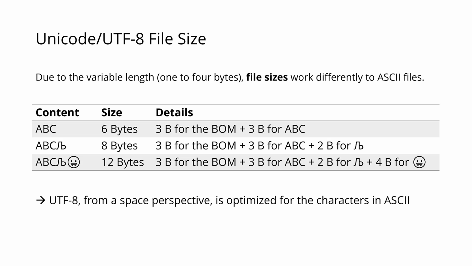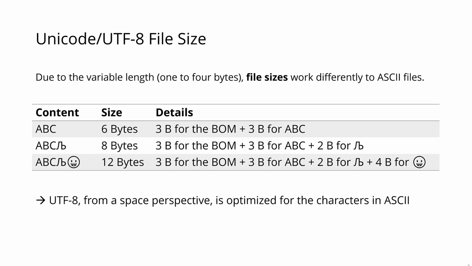Now, all of this has implications for file size. So in UTF-8, due to the variable length, 1 to 4 bytes, file sizes work differently to ASCII. So in ASCII, or let's say in ANSI, 1 character is 8 bits. It's 1 byte. So if we have a text of 1,000 characters, we know exactly what the file size is. Now in UTF-8, since we have variable length, it's not as easy. So here are 3 examples. So we have ABC. That's straightforward. That's 6 bytes. It's 3 bytes for the BOM plus 3 bytes for A, B, and C. And the BOM being the marker that it's Unicode.